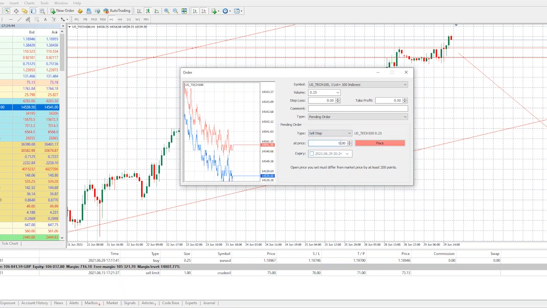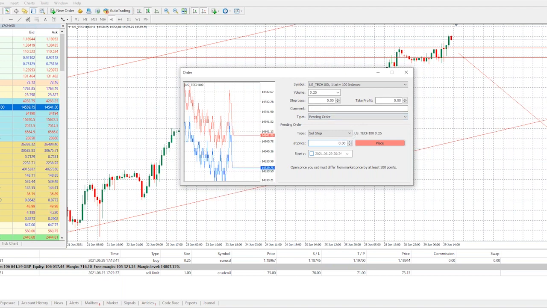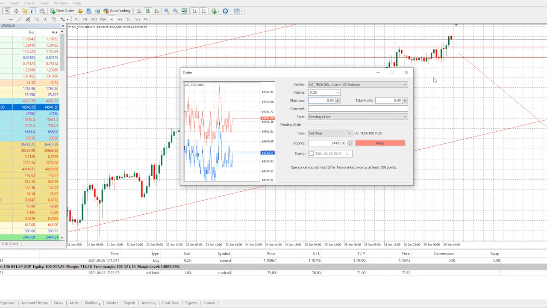And so I could say if the price drops to 14,470, and we could adjust that once we get it set. 14,470. And I could put my stop loss back above that price level up here, back above the all-time high, 14,560 for a stop loss.